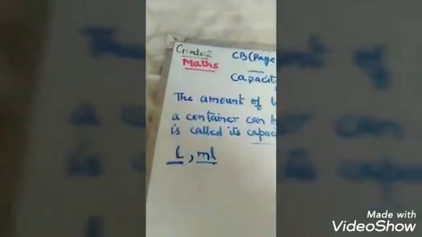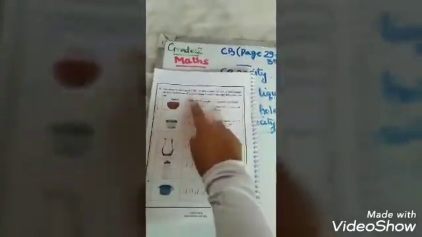Now we'll move to the book. We have a question here. The capacity of a glass is 50 ml. Write the capacity of each vessel as per the number of glasses shown in each. One has been done for us. So these are vessels, these are utensils. This is a bowl, this is a bucket, this is a jug, this is a bottle, and this is a mug. And we have the number of glasses.